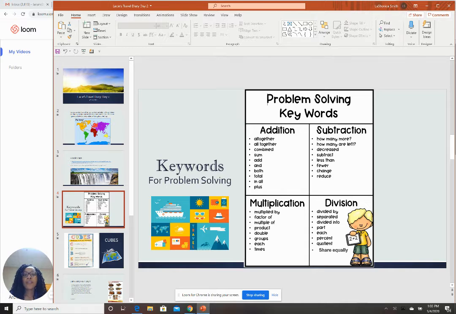We went over this on Monday as well, but these are problem-solving keywords. When you're looking at a word problem, you have to determine, is it asking me an addition, subtraction, multiplication, or division problem? I won't go through the list again, but if you need to pause the video and look at this, go ahead so that you can help determine what the word problem is asking you, okay?